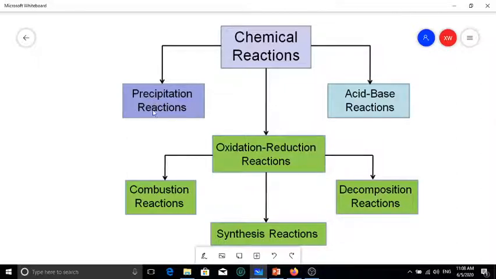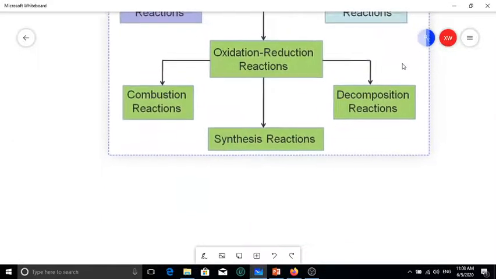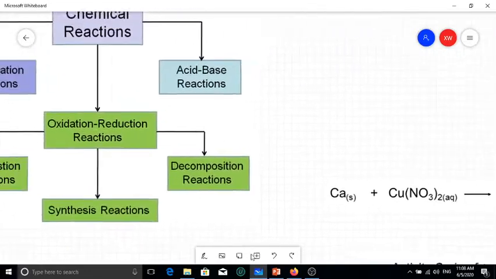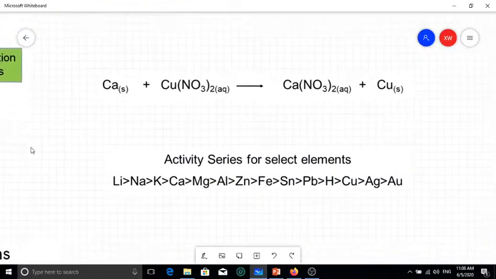And because you're always going to produce one of the products to be insoluble in water, that's why it's called precipitation. So here we're going to learn another precipitation reaction. It's called a single displacement reaction. Alright, so what does a single displacement reaction look like? And here's an example, okay.